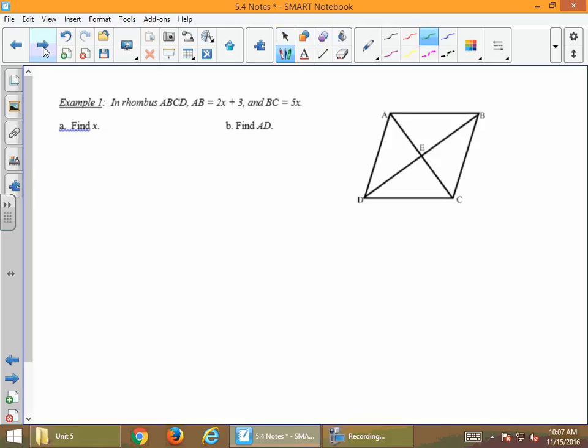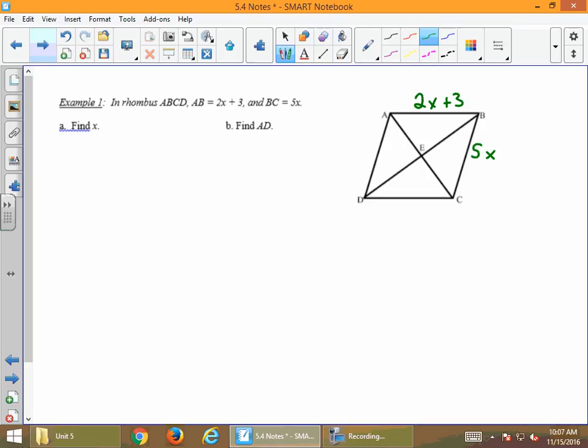AB is up here, and I know that is 2x plus 3. BC is over here. This is 5x. Oh, no. How does that help me out? Normally, I would say these are sides, which they are, and I know that opposite sides are congruent, but they're not opposite of each other. Emmett, you have an idea?